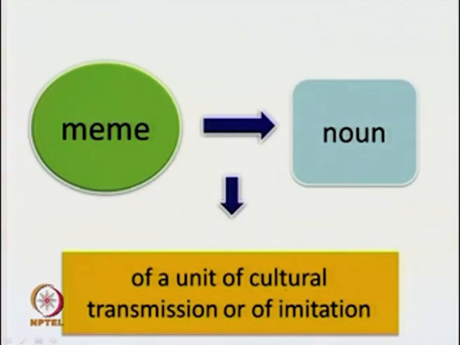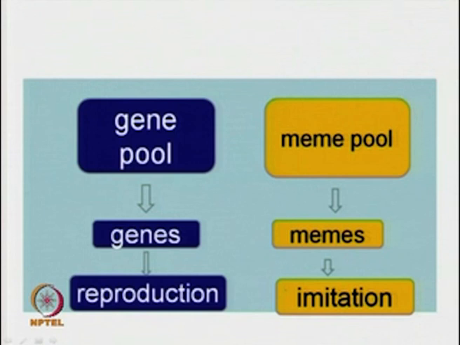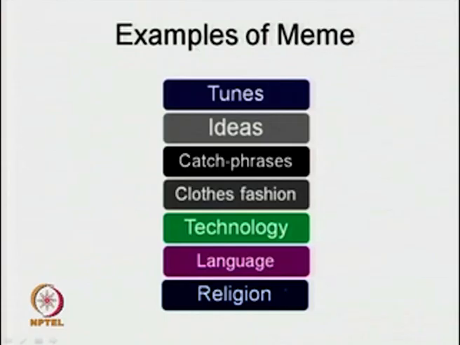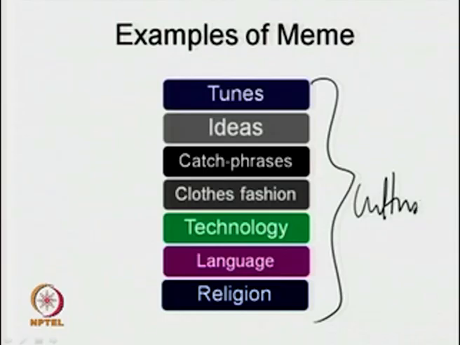Therefore, we see that the meme is a noun, and as a noun it is a unit of cultural transmission or of imitation. Then Dawkins goes on to say that like we have gene pools, we also have meme pools. In the gene pools, we have genes that are used for reproduction. In the meme pools, there are memes that are reproduced through imitation. He explicates this further by saying that examples of memes are tunes from music, ideas, catchphrases, clothes, fashion, technology, even language, and even religion, because all these have to do with culture or way of life. Show me any one of these that is not part of culture or way of living, or part of our cultural forms and practices.